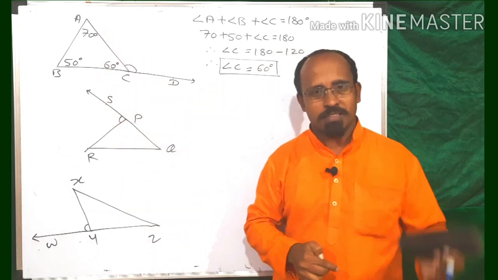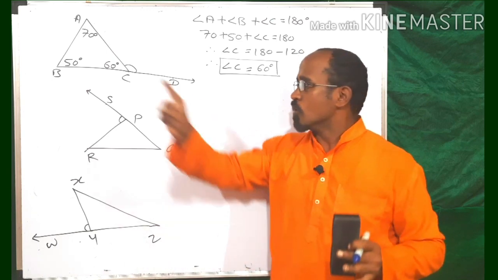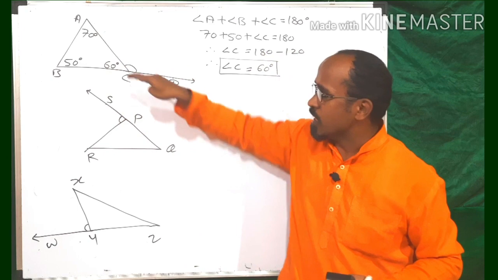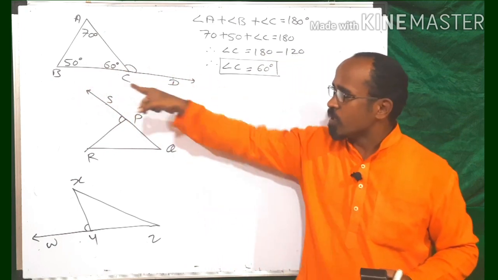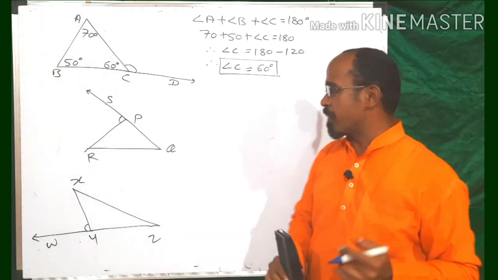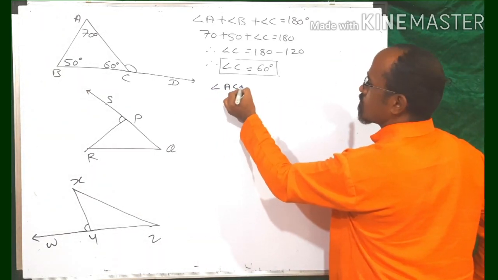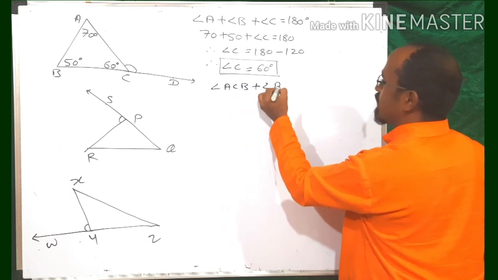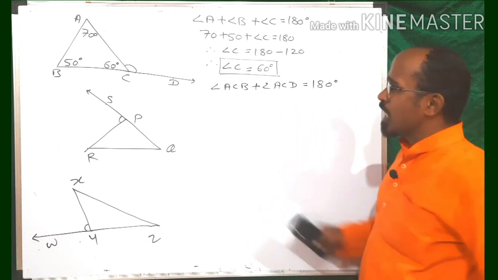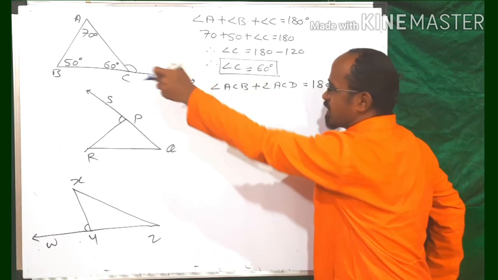Clear up to this? Now friends, here this angle ACB can be named as C. ACD also can be named as C. So if you name it with a single letter, it will be confusing. So let us use the full name. Angle ACB and angle ACD, are they forming one straight line BD? Yes, they are. So they are angles in a linear pair. Therefore angle ACB plus angle ACD is equal to 180 degrees and angle ACB is equal to 60 degrees. We found C is nothing but ACB.